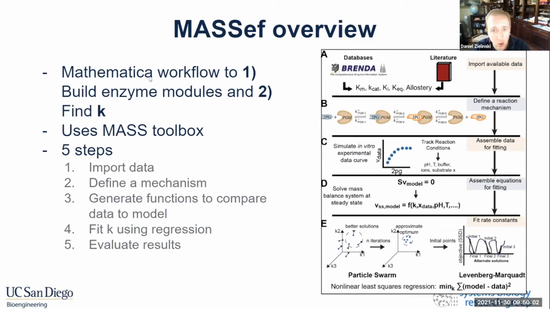And this workflow, the MassF workflow, which is mass action enzyme fitting workflow, is a workflow to first build these enzyme modules for individual enzymes. So we build this module and then find the microscopic rate constants K. So that's all it does. It's a K finding workflow.